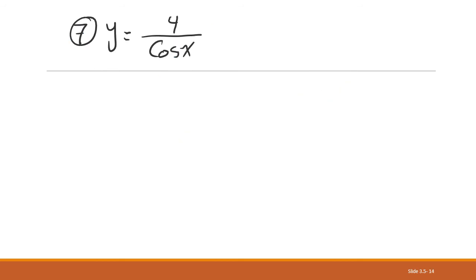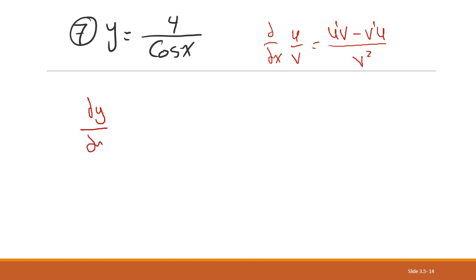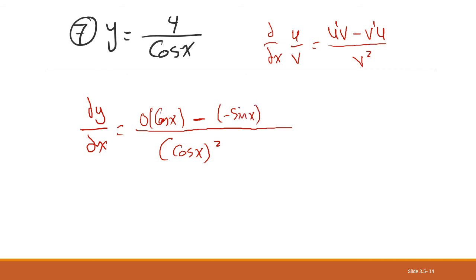y is equal to 4 over cosine x, and this is a quotient rule, and we know that the derivative of u over v is equal to the square of the denominator, and u dash multiplied by v minus v dash multiplied by u. So dy over dx is equal to, squaring the cosine x, so cosine squared x, then the derivative of 4, which is 0, multiplied by the denominator, minus the derivative of the denominator, which is negative sine x, multiplied by the numerator. Let's simplify it. 0 multiplied by anything is 0, negative multiplied by negative is positive, so it's a positive 4 sine x divided by cosine squared x.